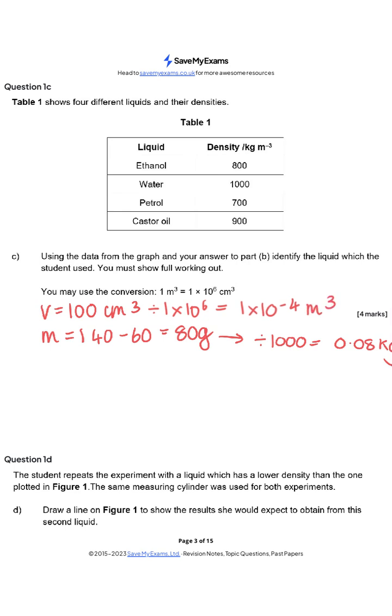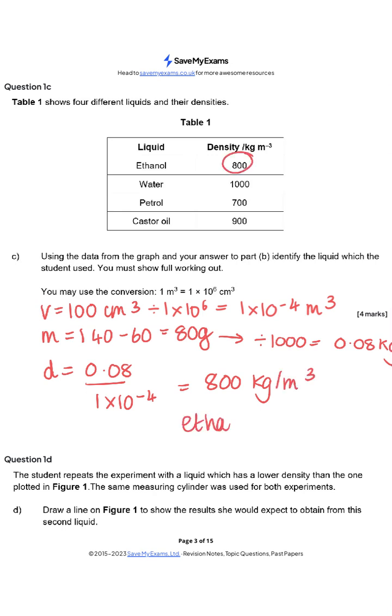If you're unsure about whether you're going to multiply or divide with the conversion, just have a think: is your number going to be bigger or smaller when you're finished with it? If we're converting from centimetres cubed to metres cubed, we're going to have less metres cubed, so we're hoping our number's going to get smaller, which it has. Then to calculate our density, we're going to do 0.08 divided by 1 times 10 to the negative 4, and you should get 800 kilograms per metre cubed, which if we have a look up here, means we have ethanol.